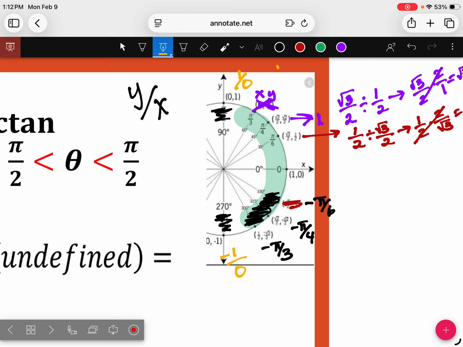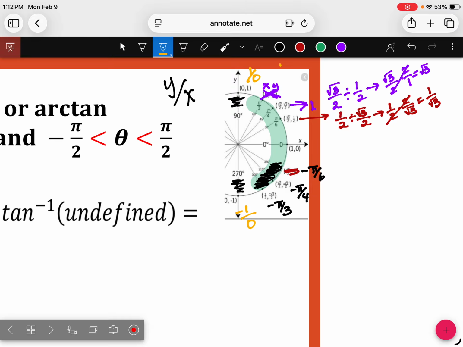So can I say my answer is pi over 2 and negative pi over 2? Look at it. Are those two angles included? Does it say it can equal? Your answers can't equal these two. So that's why I crossed it out. When you're talking about an inverse tangent, you only have these options right here. So that means that that is actually undefined. You could say undefined. You could also say does not exist.